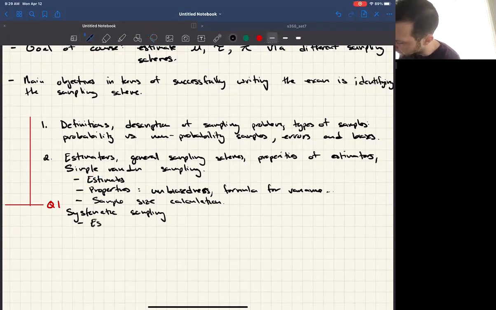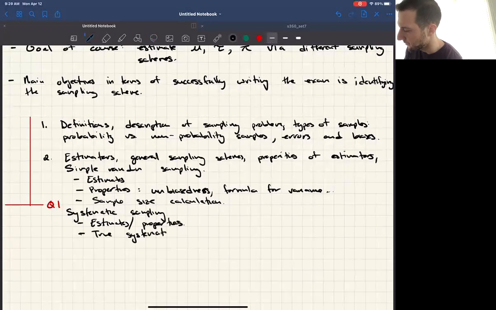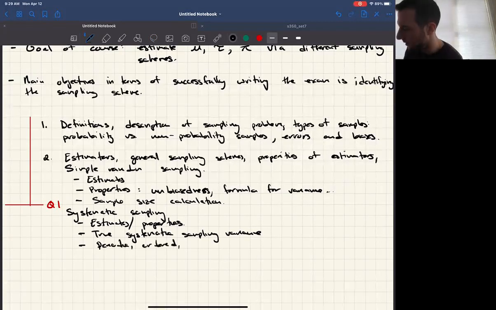So we had estimates slash properties. But then we also talked about the true systematic sampling variance. We talked about periodic, ordered, and random populations.